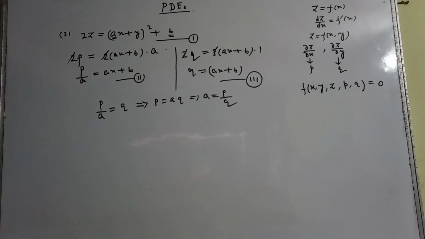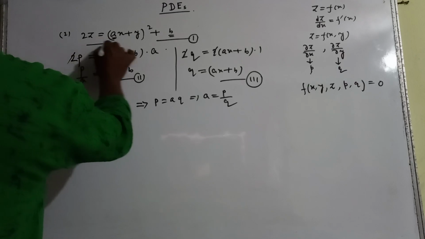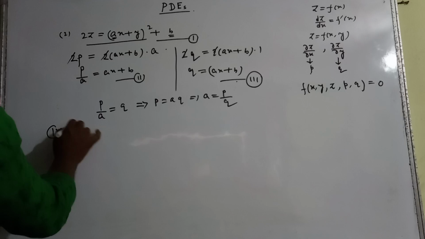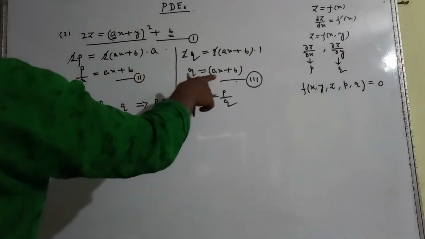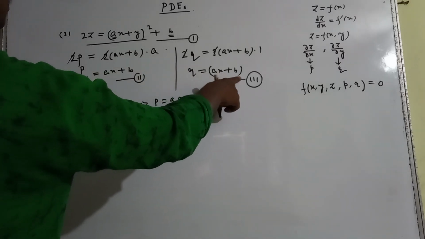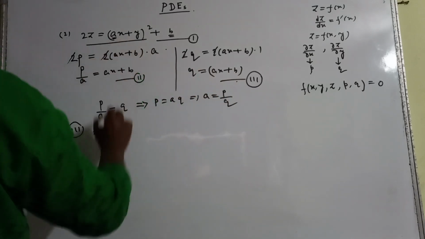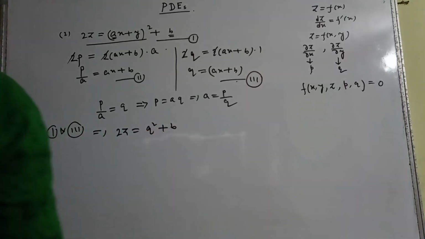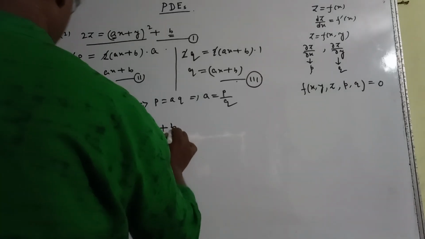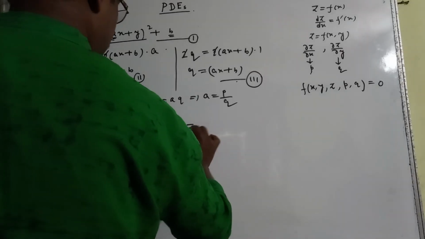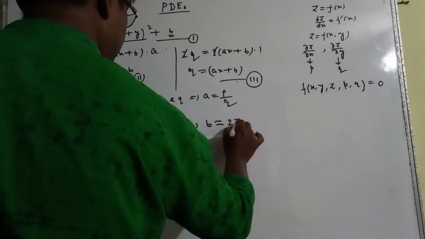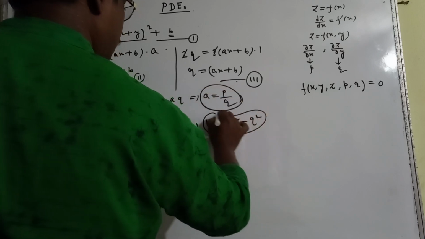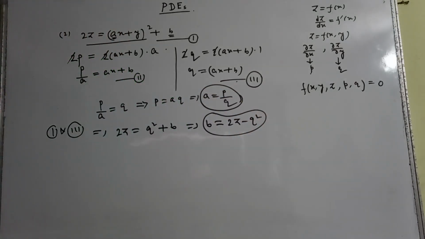Again, from 1 and 3, we can substitute the value of ax plus y, that is q, in here. So 2z equals q square plus b. From this, b equals 2z minus q square. So a equals this and b equals this. We have found a and b.